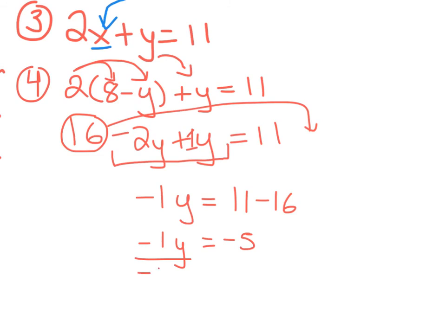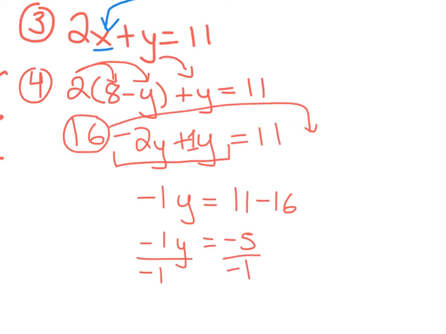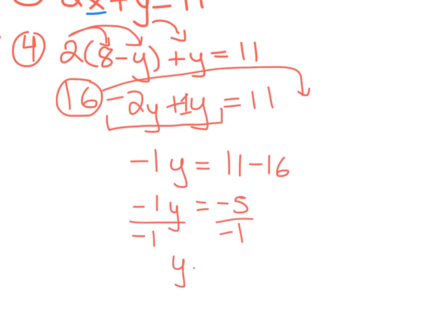It's still not done. This negative 1y is not fully solved. You need to get rid of that negative 1. You need to turn it to a positive. So negative 1 multiplied by y, the opposite is to divide by it. So I'm going to divide both sides by negative 1. And then my solution is 5 for y.